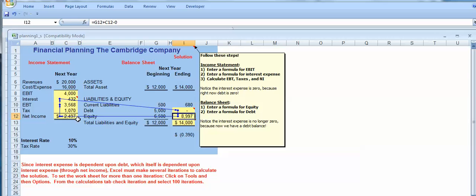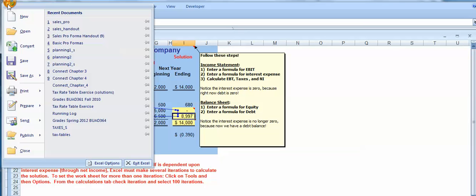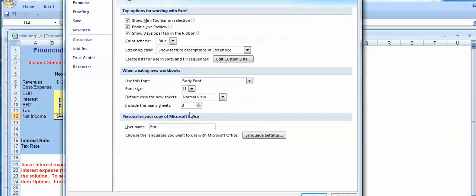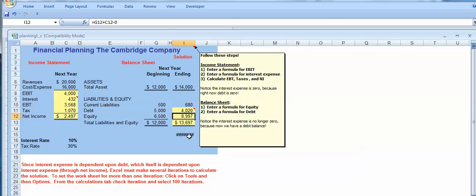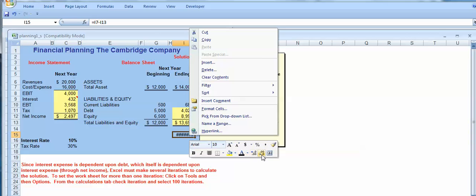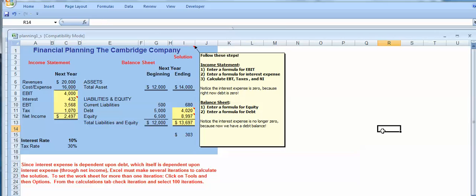So what we need to do is tell Excel we know we have some circular logic, and we would like it to go through more than one iteration. To turn on iterations, you can go up to the Office button, come down to Excel Options, and under Formulas, we're going to select Enable Iterations. To start with, I'm just going to put in 2 iterations, and I'm going to hit OK. Now notice, let me reduce my decimal places here. With 2 iterations, I'm off by $303. My balance sheet still doesn't balance.